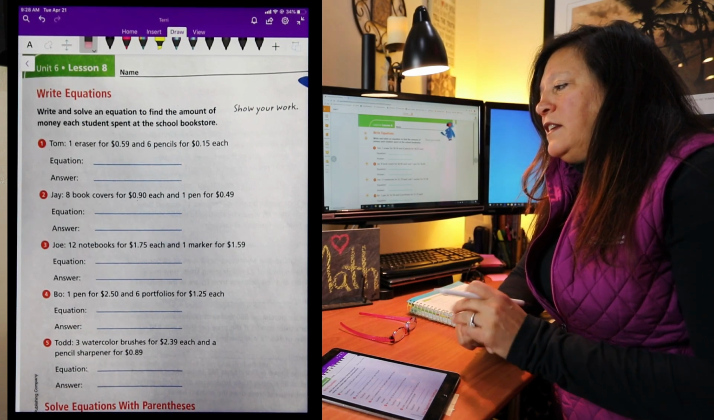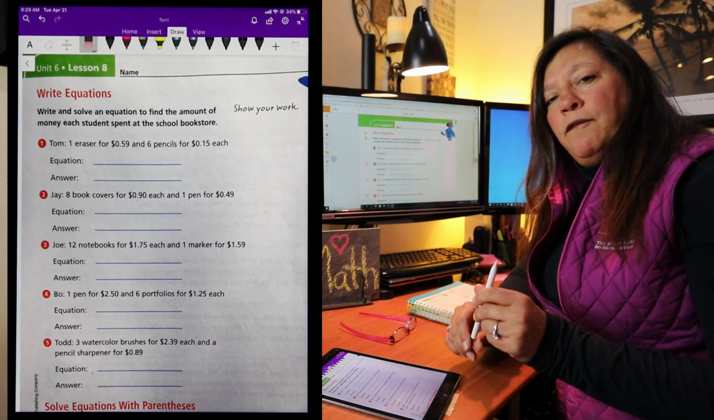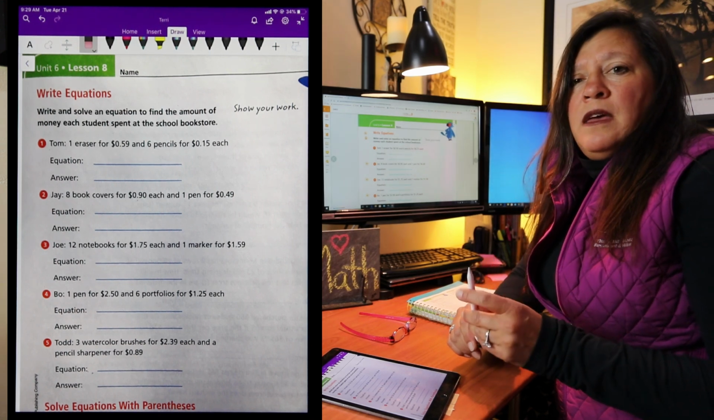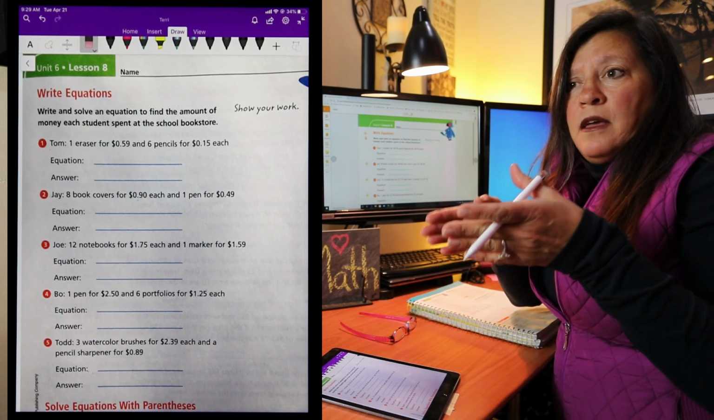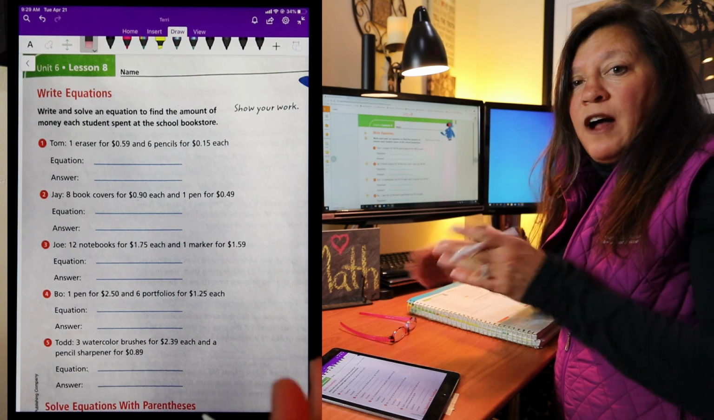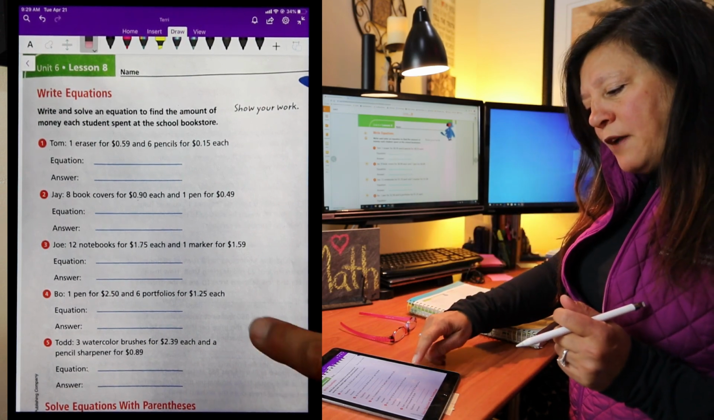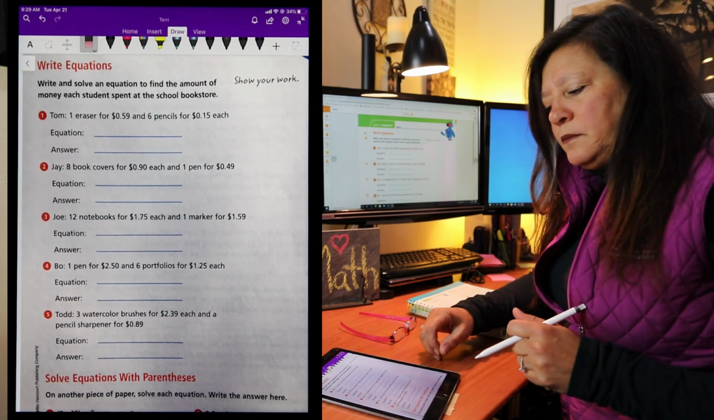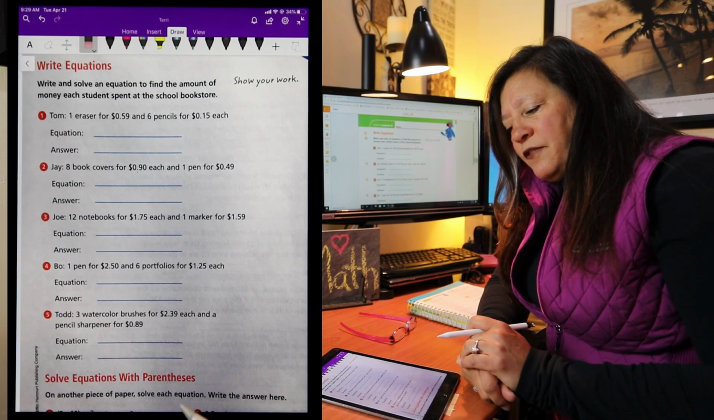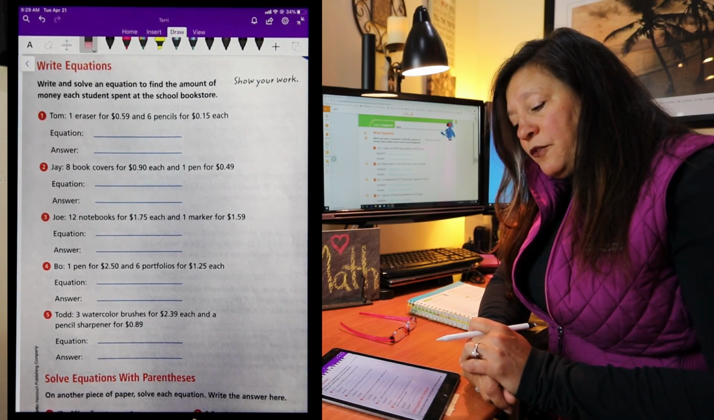And the lesson is on equations in parentheses. Sometimes when we have multi-step word problems, we put part of our equations in parentheses so that we do that operation first and then we follow up with the second part of the problem. All right, so hopefully you have 261 up and follow along. Writing and solving equations to find the amount of money each student spent at the school bookstore.